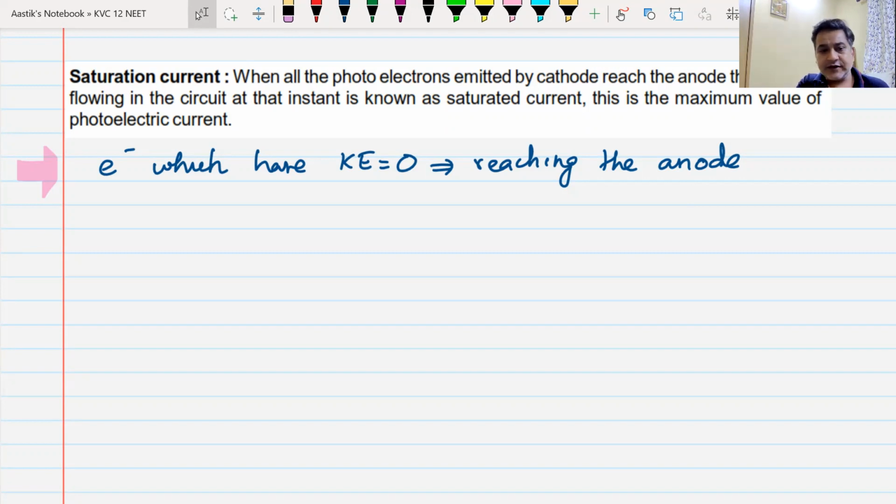We have also seen what happens when the anode is made positive. Now, what we are going to do next is make the anode negative.